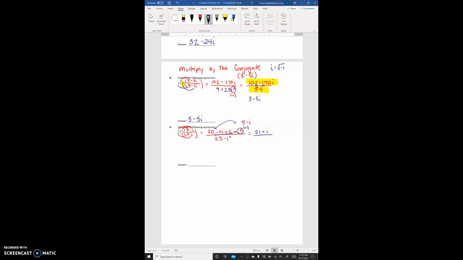In the denominator, I have 25 minus negative 1. So again, this will become a plus 1 to 25, and that'll be 26. I can't reduce that anyway, so there's our answer: 21 plus i over 26. In Hawks, you might have to write that as 21 over 26 plus i over 26, and write it as two fractions.